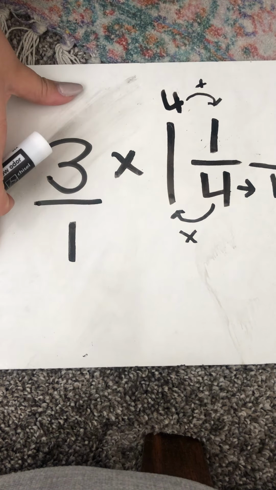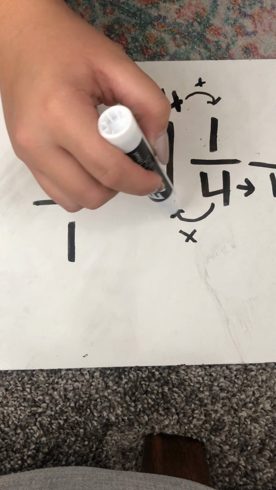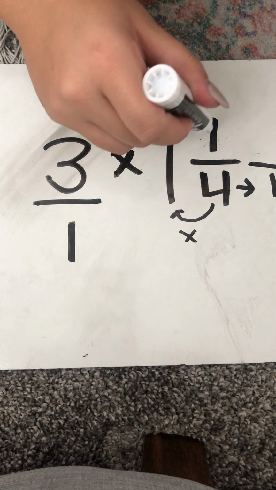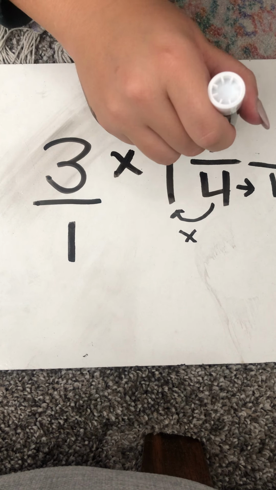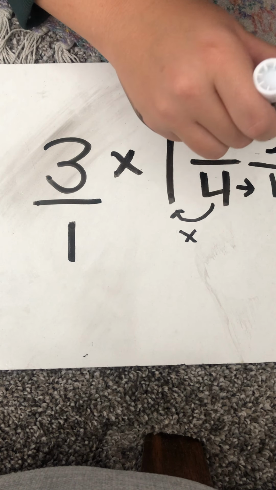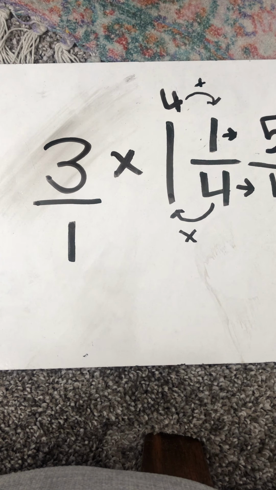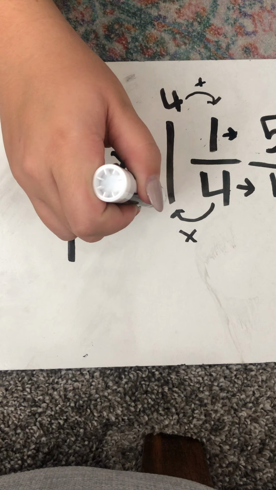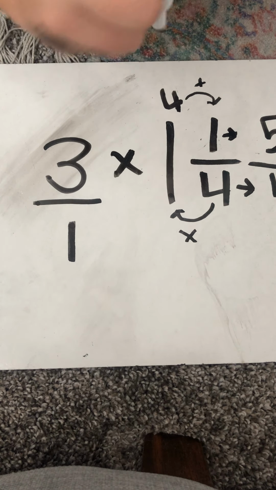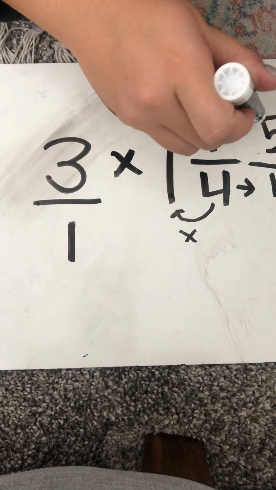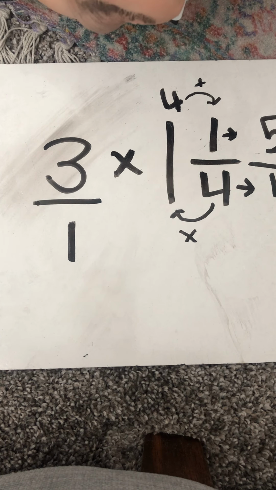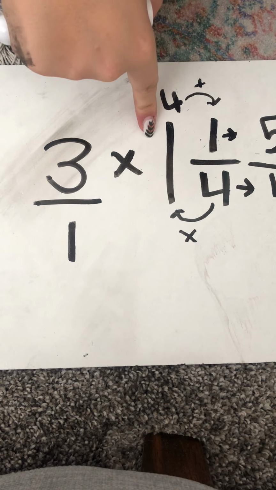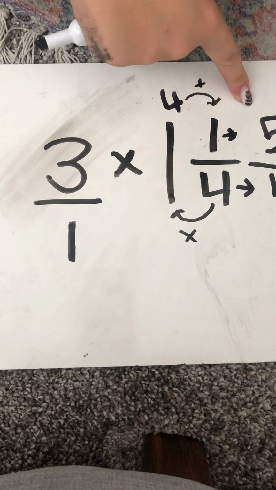Okay, fix this. 4 times 1 is 4. 4 plus 1 is 5. So that's my new numerator. Ignore my little mistake there. And I carry that over to my new fraction here, and my denominator stays the same. Okay, so I changed this mixed number here, and I made it into 5/4.